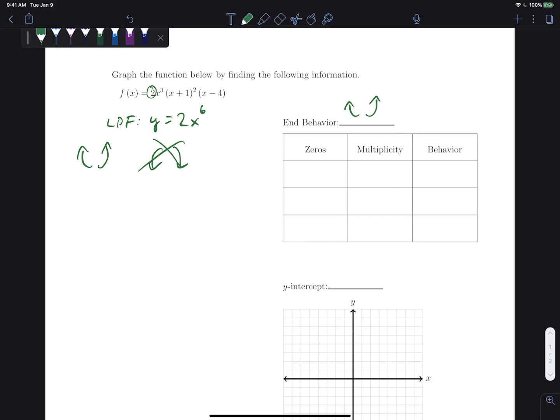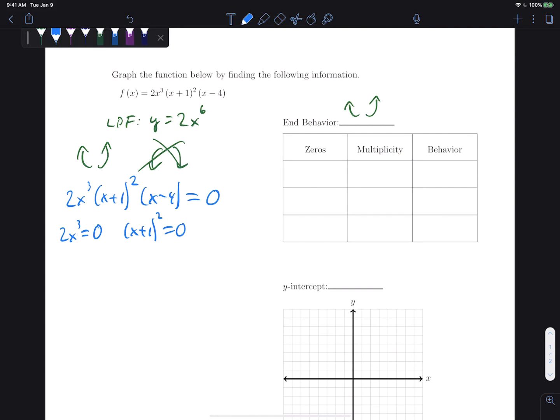Excellent. Now to find the zeros. Finding the zeros is actually easy, and in fact we could just write those down if we wanted to, but let's see how you do that. We set the function equal to 0. So 2x cubed times x plus 1 squared times x minus 4 will all equal 0. Then set each factor equal to 0: 2x cubed equals 0, x plus 1 squared equals 0, and x minus 4 equals 0.